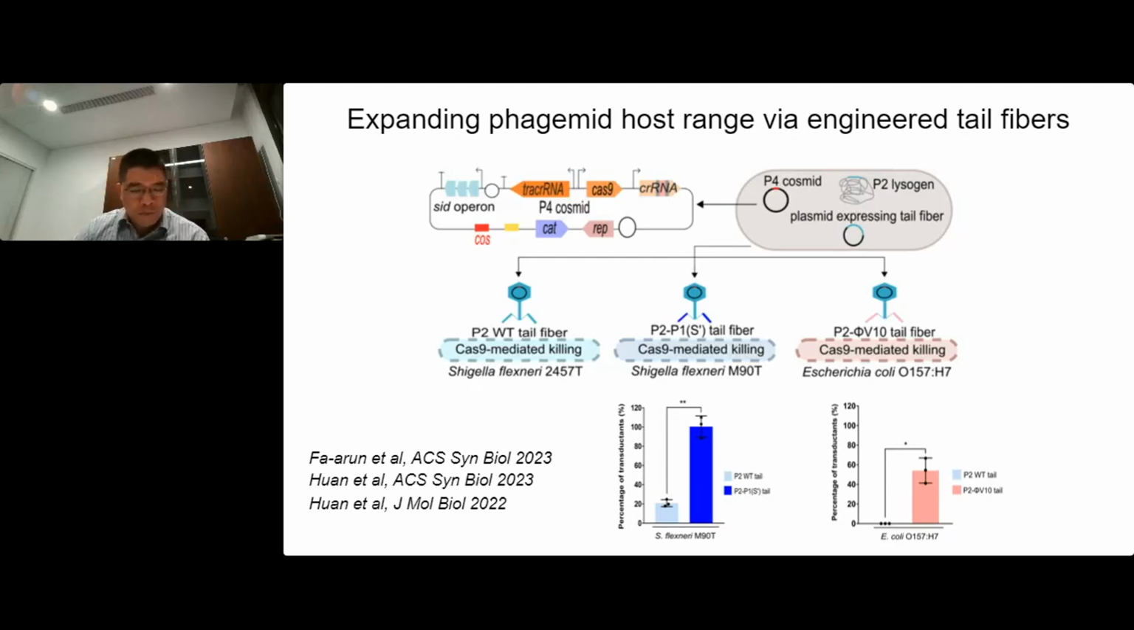Next, we show that we can expand the host range of the phagemid by engineering its tail fiber proteins in order to deliver Cas9 antimicrobials into new clinically relevant human gut pathogens, including Shigella flexneri and Escherichia coli O157:H7. First, we developed bacteriophage P4 cosmid systems for the delivery of the Cas9 antimicrobial. The genetic engineering of the phage tail fiber improves the transduction efficiency of the cosmid DNA in Shigella flexneri M90T, as well as allows transduction of a non-native host, E. coli O157:H7. We also show that the transducing units with the chimeric tails enhance the overall Cas9-mediated killing of both these pathogens, shown here.